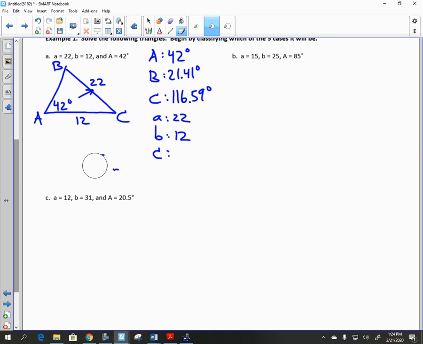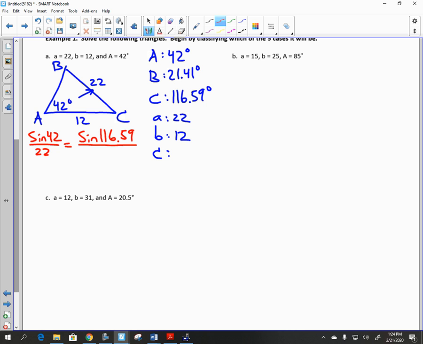Now, can somebody tell me what I do to figure out side C? Sine 42 over 22 equals? Good, sine 116.59 over C. Now we're going to focus on what Gavin said, is I am going to think really about the cross multiplying here. I get 22 sine of 116.59 is equal to C sine of 42. Very good, Hayden. Hayden says divide that sine of 42 off. Yep, you guys are doing a great job.